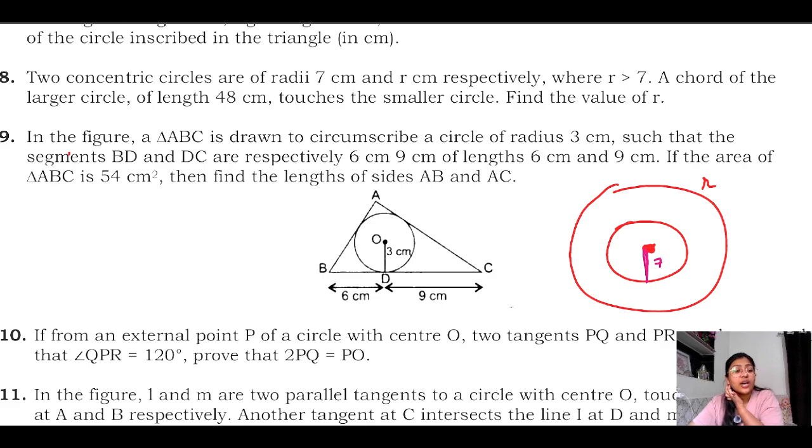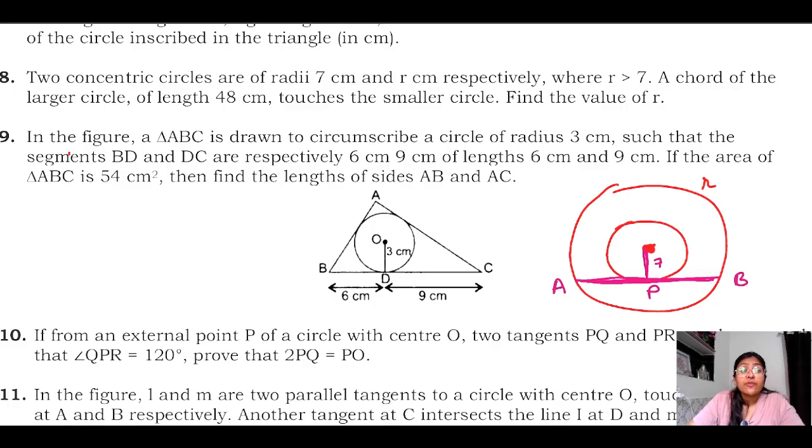A chord of the larger circle touches the smaller circle. This is the chord of the larger circle because it touches the circle at two distinct points. AB is the chord for the larger circle. Because it touches the smaller circle, this chord is acting like a tangent. So let this point of contact be P.